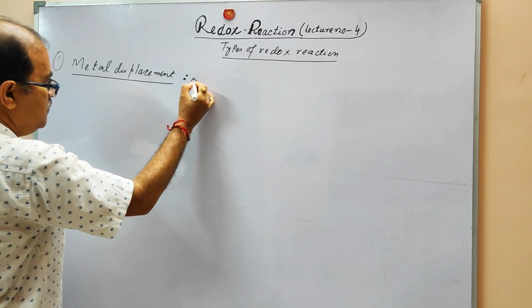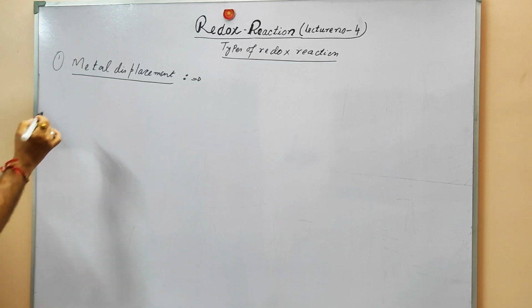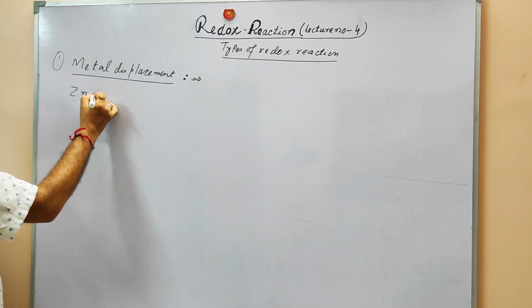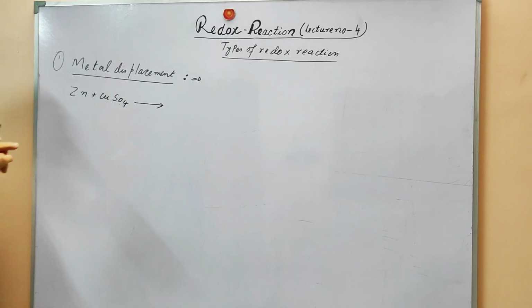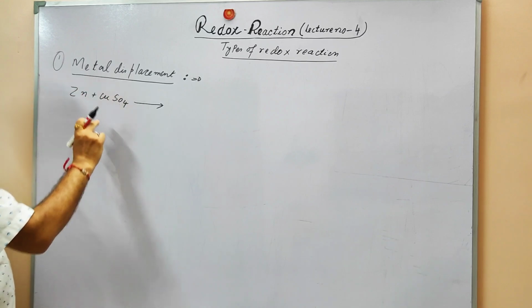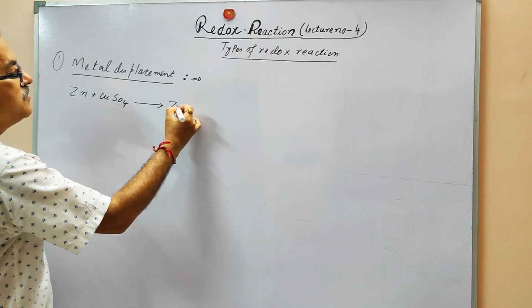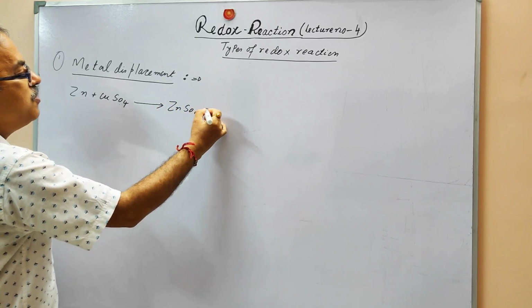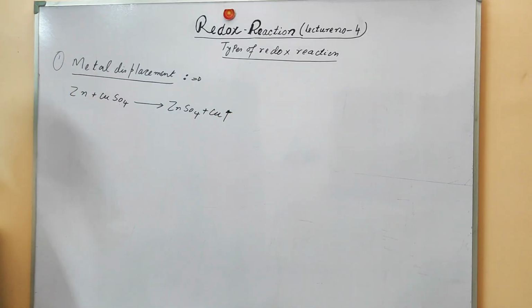Metal displacement reaction: in this reaction, one reactive or active metal will displace another, less active metal from its solution. For example, Zn plus CuSO4. Here you can find that Zn has replaced the copper from its solution, and it goes into the solution itself. So this is the reaction: ZnSO4 and Cu metal. Here you can see that copper is reduced.